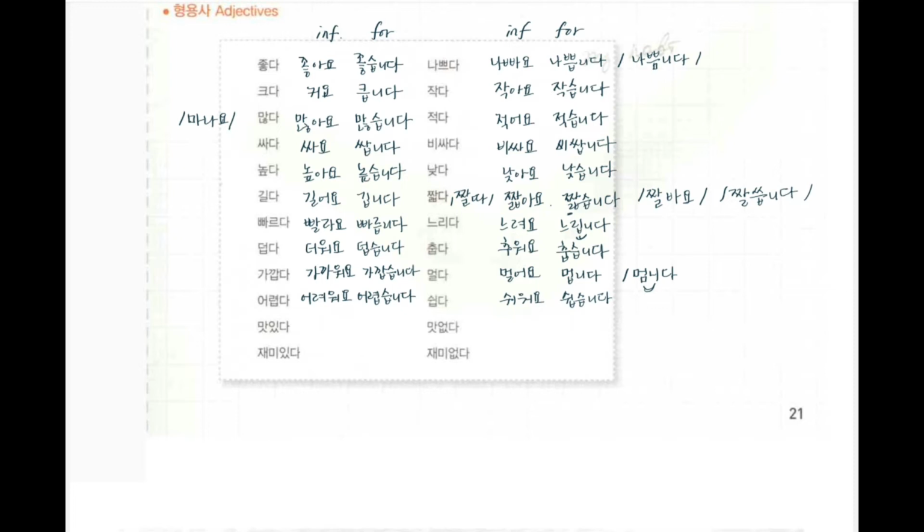맛있다. Pronunciation, be careful. 자, 맛있어요. How about formal? 맛있습니다. 자, 맛없다. Something is not delicious. 어떻게 말해요? 맛없어요. Formal, 맛없습니다. 자, 재미있다. 어떻게 말해요? 재미있어요. Formal ending, 재미있습니다. 자, 재미없다. 재미없어요. 재미없습니다. Done?